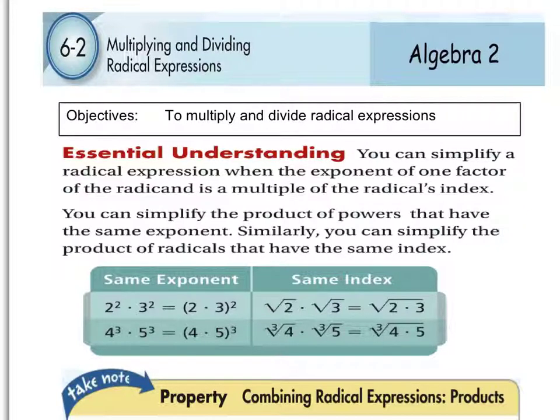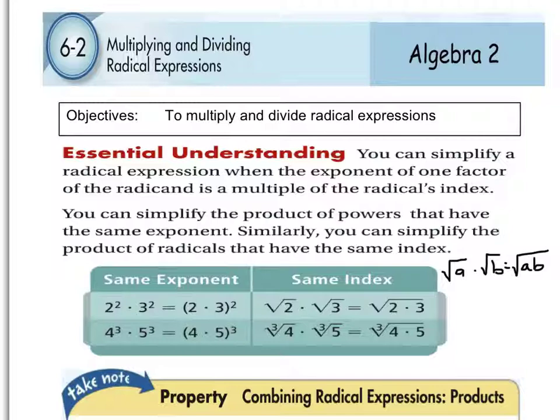For example, this goes back to things you've learned in the past. The square root of a times the square root of b is really the same thing as the square root of ab. Or I can go backwards: if I have the square root of ab, I can split them up. On this one, we have the cube root of 4 and the cube root of 5, and we're able to put those together, but only as long as your index, or your root number, is the same. If they're not the same, we cannot do that.